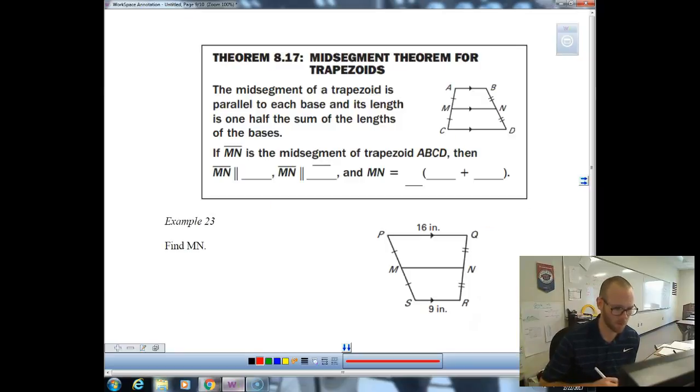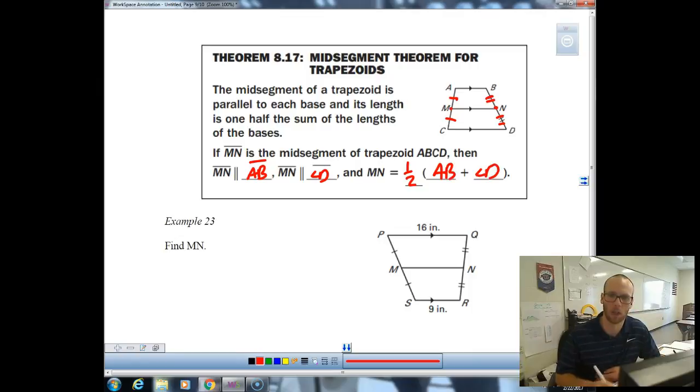So what we've just picked up here is our midsegment theorem for trapezoids. The midsegment of a trapezoid is parallel to each base, and its length is 1/2 the sum of the bases. So MN, notice midpoint, midpoint, is parallel to both bases. MN is parallel to AB, and MN is parallel to CD. As for its length, it's 1/2 the sum of the lengths of the bases. It's the average, in other words. MN is 1/2 of AB plus CD.